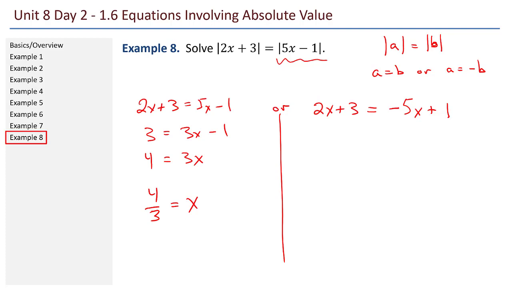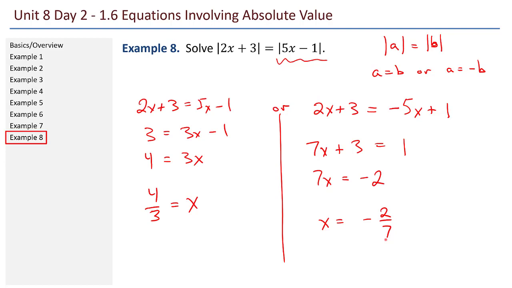On the right, I will add 5x to both sides. 7x plus 3 equals 1. And then let's subtract 3 from both sides. 7x equals negative 2. And then divide both sides by 7. X equals negative 2/7. And there we have it. We've got our solution. So in this problem, there are 2 possible solutions: x equals 4/3 or x equals negative 2/7.